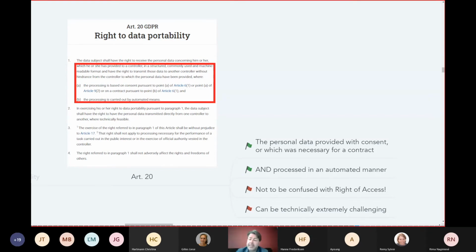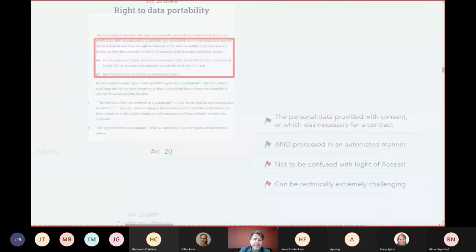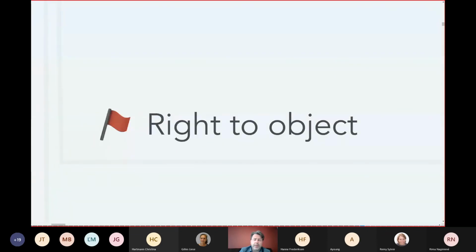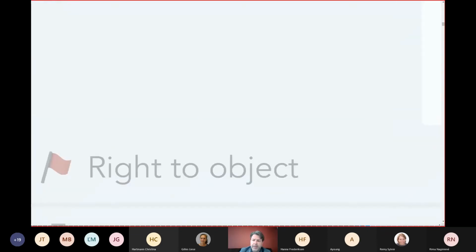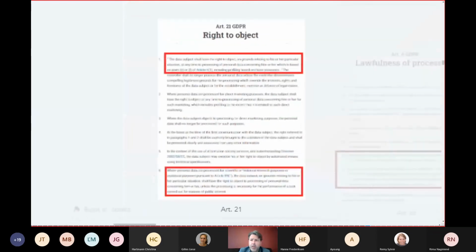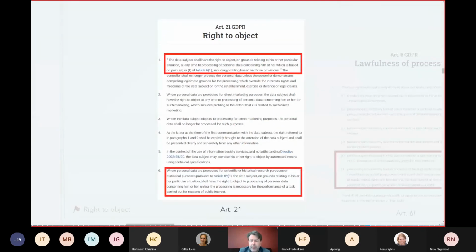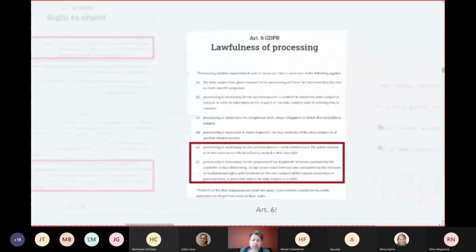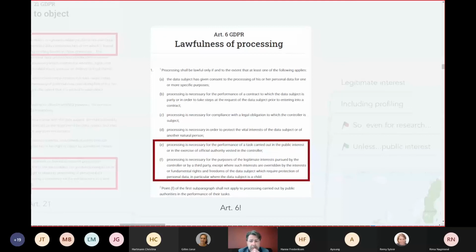Still, it can be technically extremely challenging when somebody exercises this type of right. It can actually take up the entire budget of your DPO for the year if somebody does that. So be prepared. And then one other one is the right to object. The right to object is more related to processing of data based on legitimate interest or in the public interest.